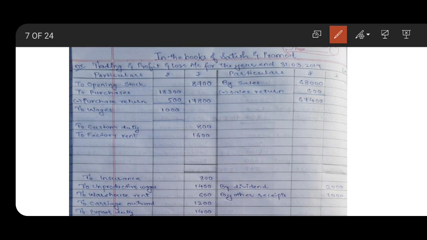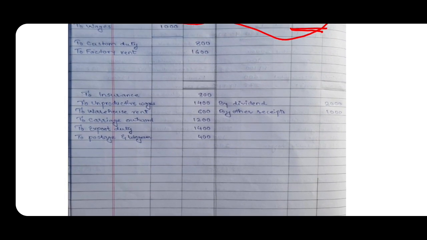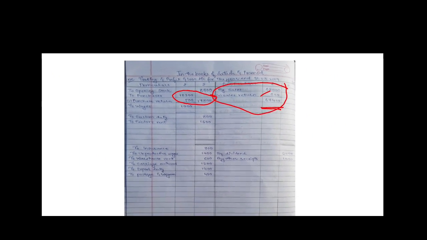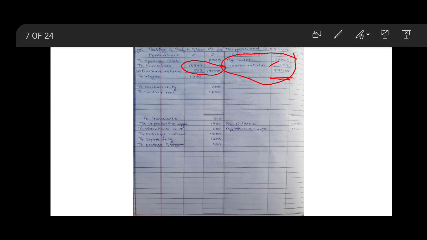Here, the sales return is deducted out of it, and we have kept the balance inside only. Out of this purchase return is deducted and the balance is carried out. Apart from it, the items are written to the respective accounts.